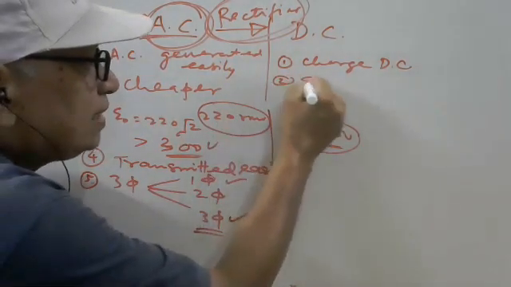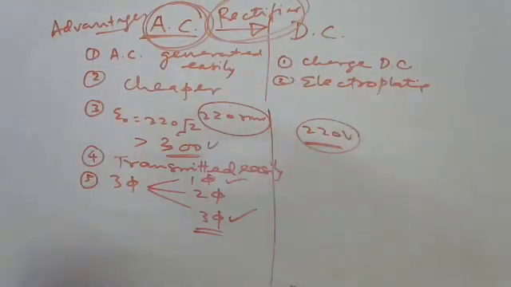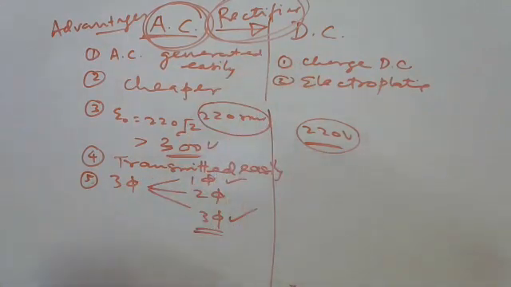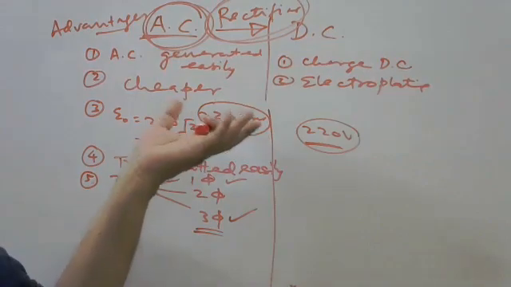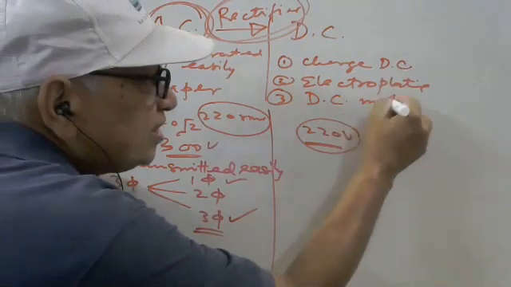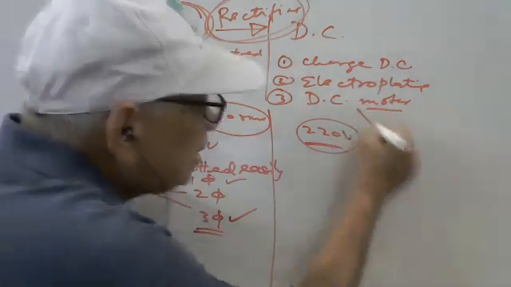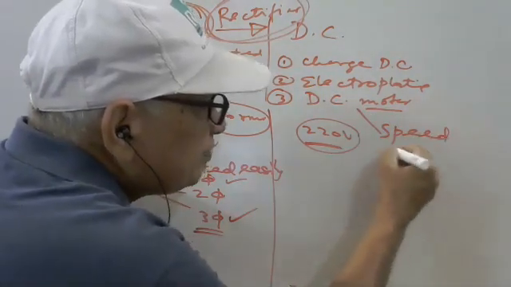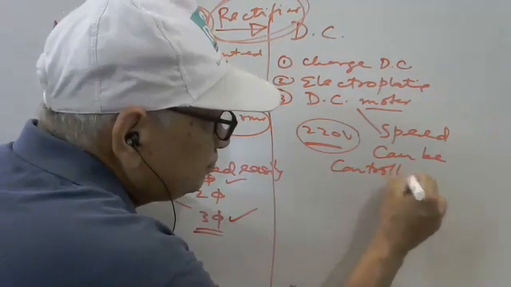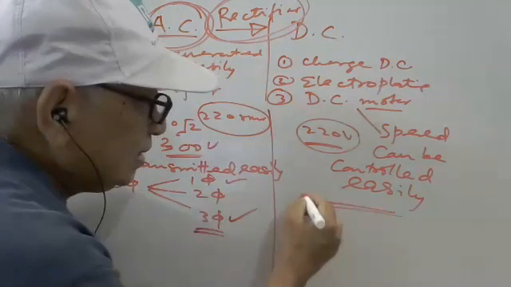And electroplating can be done by DC. Dissociation is by DC only. Electroplating cannot be done by AC. And one more thing here, DC motors are also robust. AC motors are also robust, but in DC, speed can be controlled easily and very accurately also.